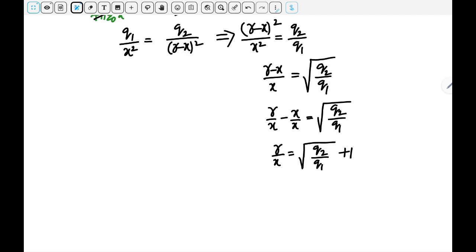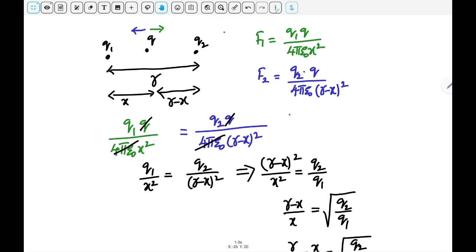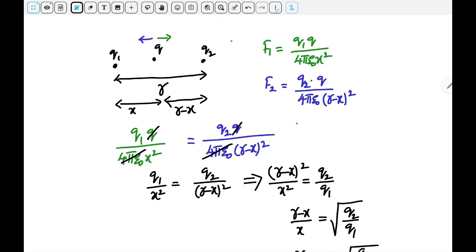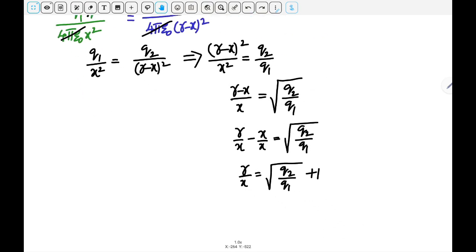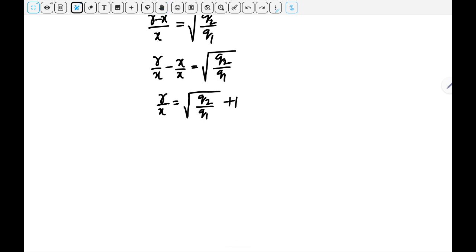Actually, I want to find x because what is x? If you see the diagram again, x is the distance of the third charge from the first charge. So I want to find x. In order to find x from the equation, we can send this entire expression to the LHS, so that you will get x value as r by under root q2 by q1 plus 1.